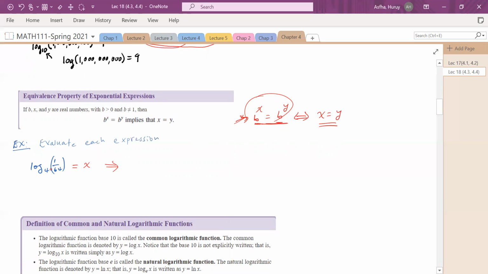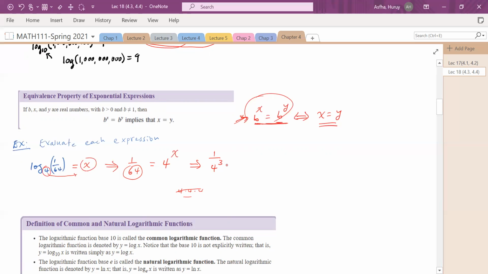From what we learned, we bring this one here, and this will be the exponent, and this will be the base. So 1/64 equals 4 to the power of x. And now let's write 64 in exponential form. And 64 is 4 to the power of 3, right? Because we have 4 times 4 times 4, that gives us 64. Therefore, 64 is 4 to the power of 3.